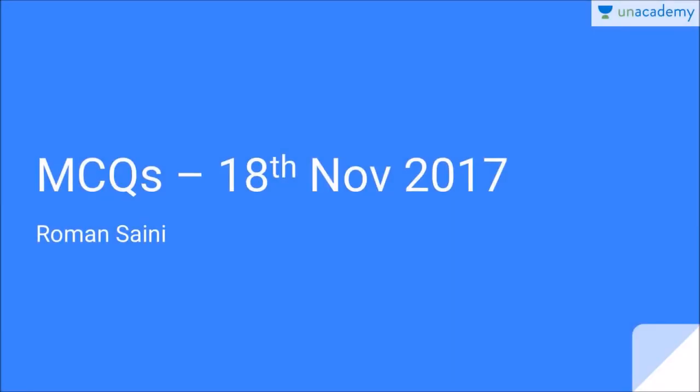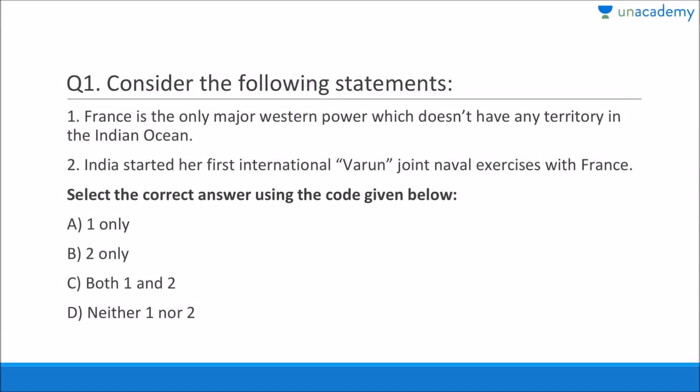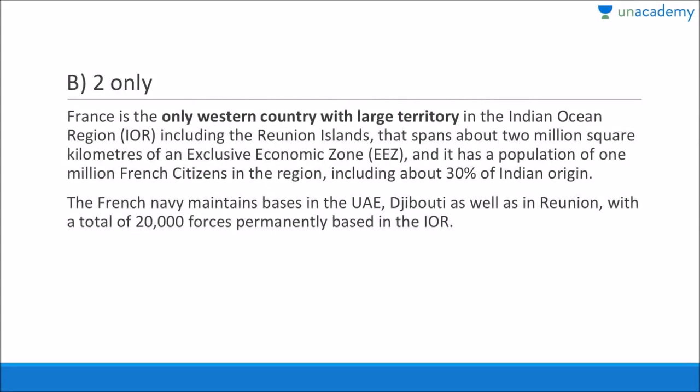Hey guys, what's up? So today is 18 November 2017 and let's get started with our MCQs. Question number 1. Consider the following statements. France is the only major Western power which doesn't have any territory in the Indian Ocean. That is wrong. India started our first international war on joint naval exercise with France. That is correct. So answer is B, 2 only.